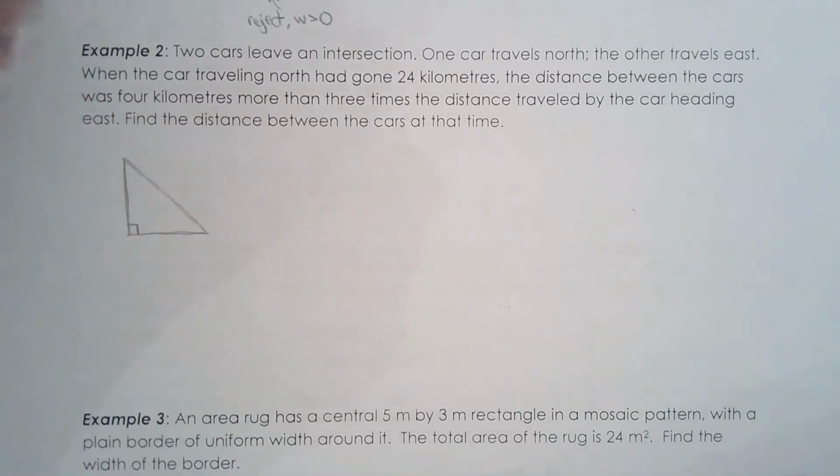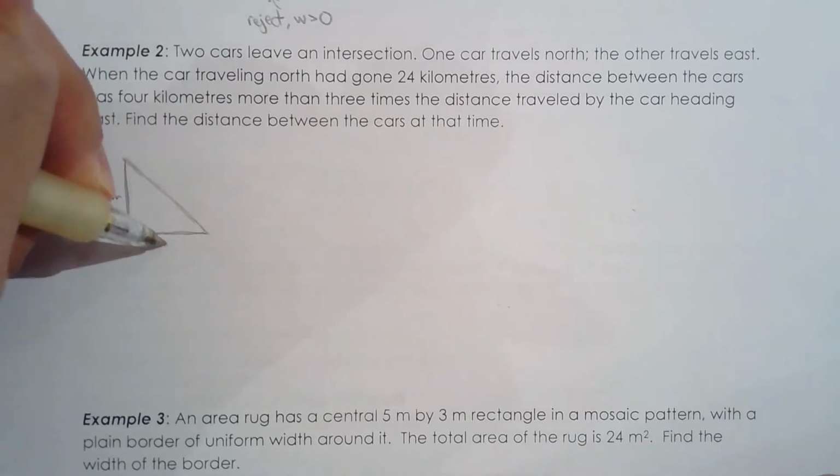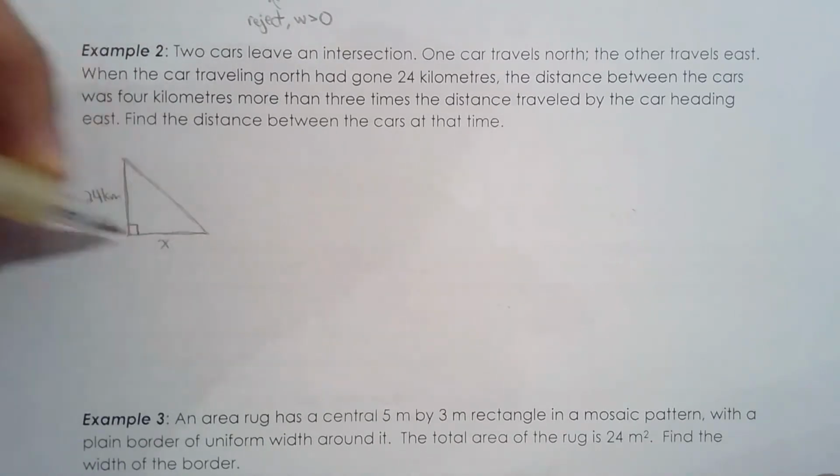Okay, the car going north had gone 24 kilometers. Now, they tell us that one car is going east. Now, we don't really know that distance. So, I'm going to let x represent that distance of the car heading east.